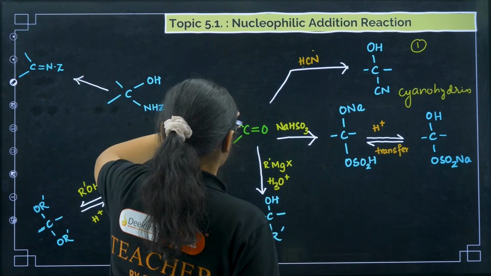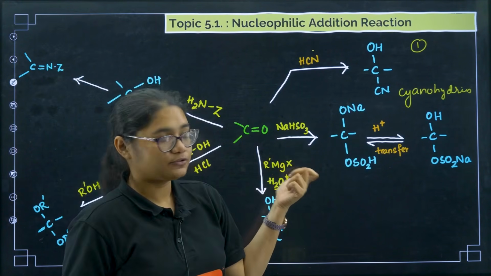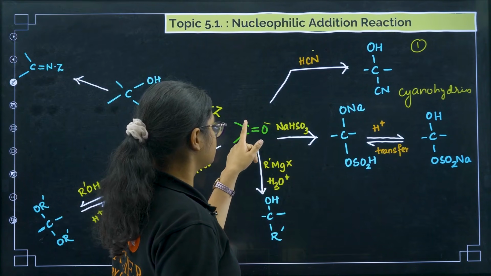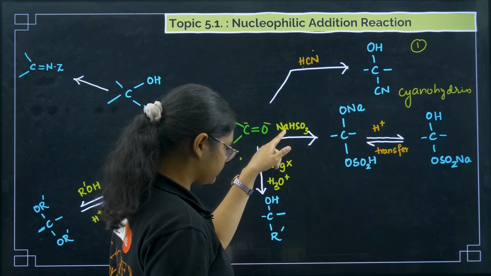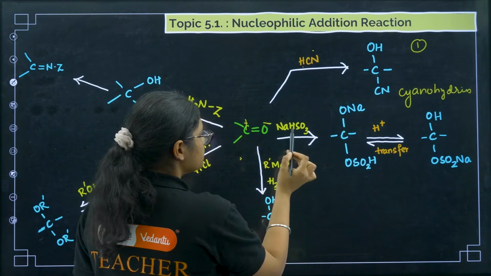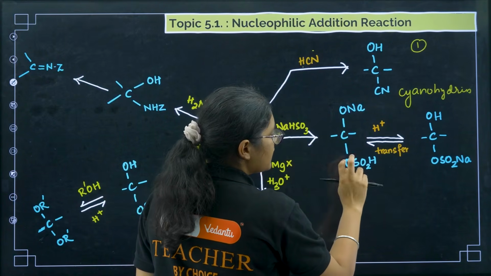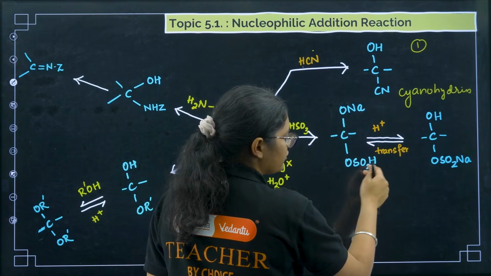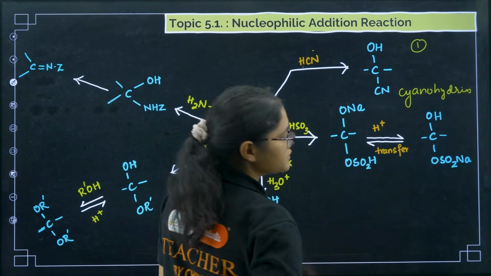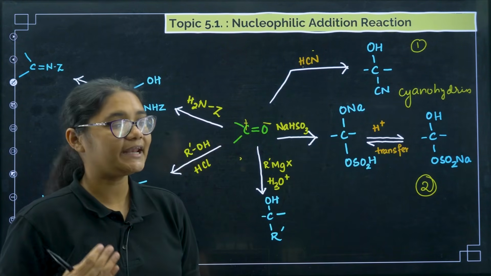Now if you have this one, Na plus and HSO3 minus. So here, first negative will come here, positive will come here. To the positive, HSO3 minus will be taken. So HSO3 minus will bind with this carbon, and O will take this Na. After that there is some proton transfer that takes place. This H plus goes there and this one comes here and we get this product. This is the second one, that is addition of NaHSO3.